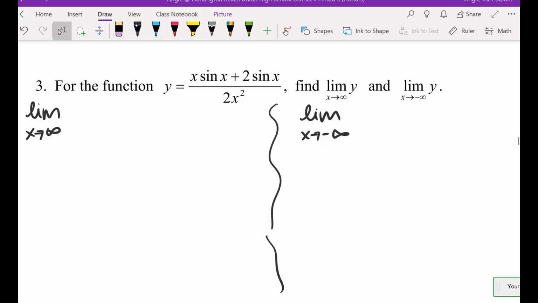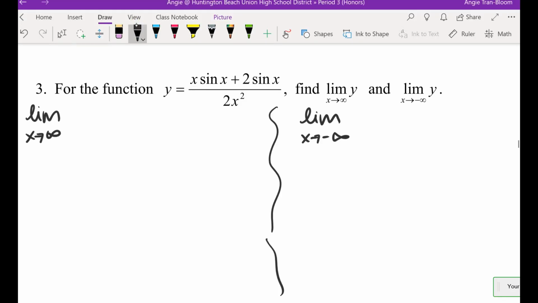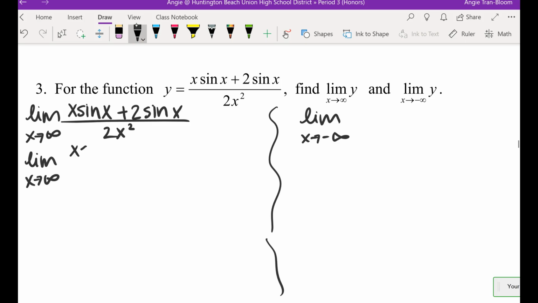Limit as x approaches positive infinity of x times sine of x plus 2 times sine of x all over 2x squared. If you are able to use a calculator and you know how to punch it in correctly, you could get the right answer. But if you don't, how would you proceed without a calculator? Separate them. A great idea. When you see something so crazy like this, I would totally separate them.